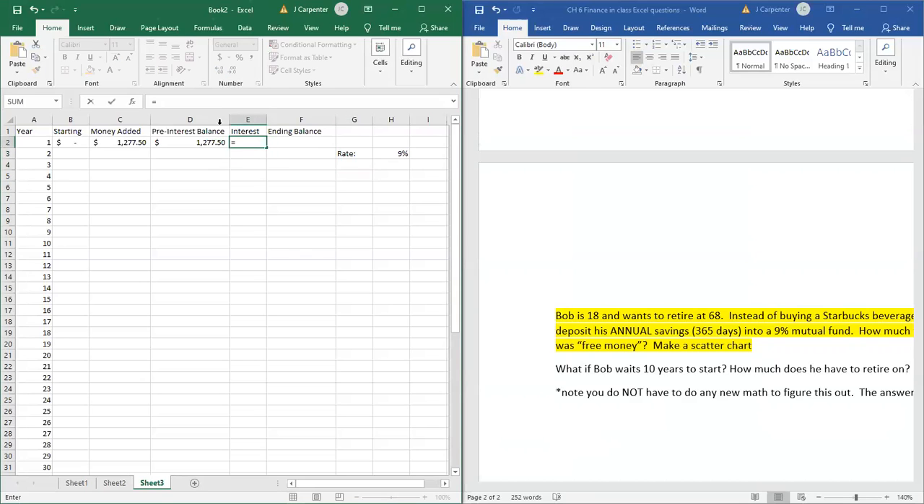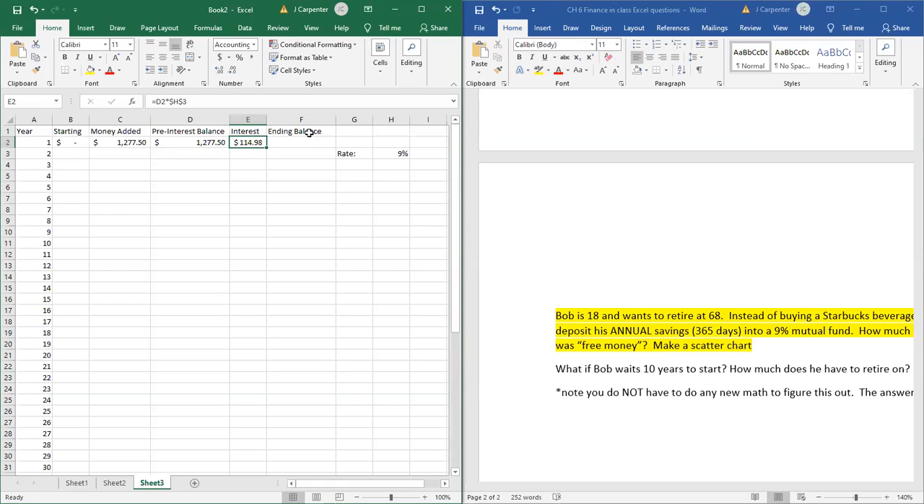So we'll go equals the pre-interest balance. See, it's not the starting amount, it's not what we added, it's the sum of what we had at the beginning of the year plus what we added at the beginning of the year. So that's why I have this pre-interest balance times the interest rate, which we'll have to go back and fix. And by fix, I mean double cash.